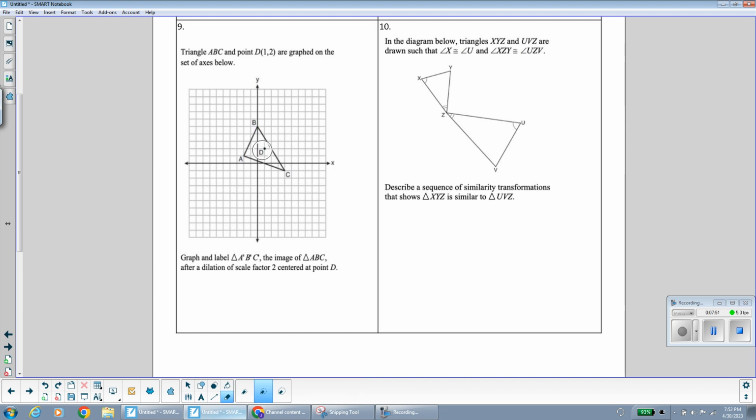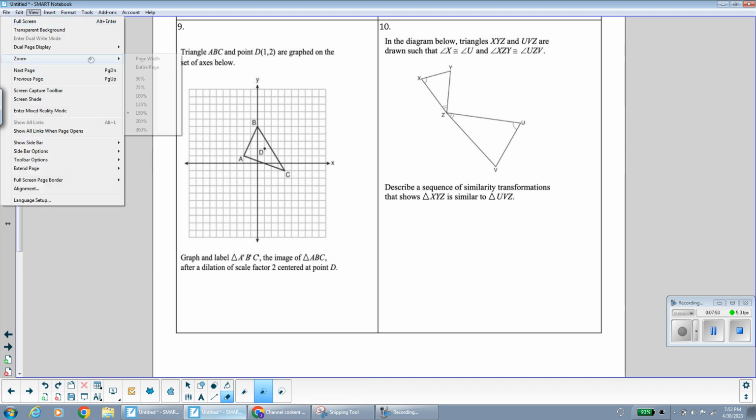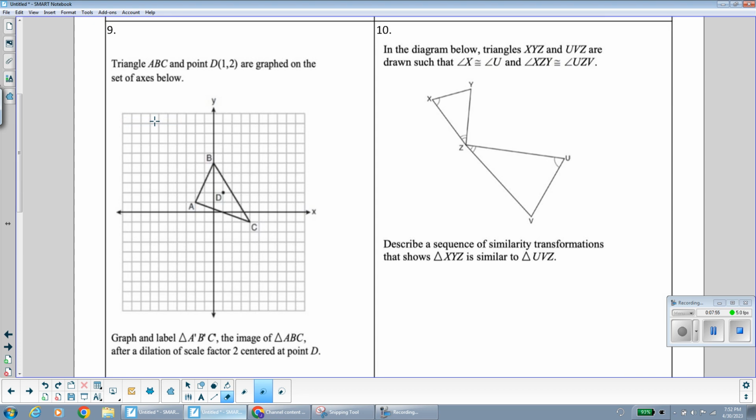Let me zoom it in so I can do this a little bit neater. There we go. That should be easier.